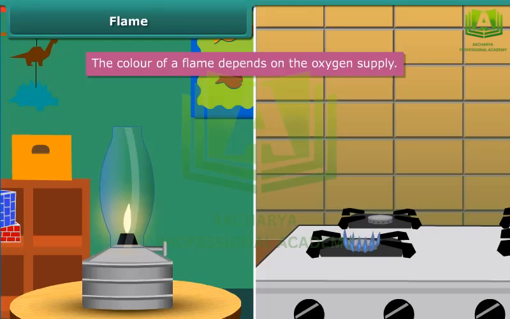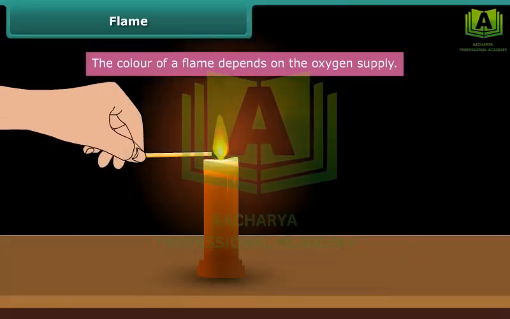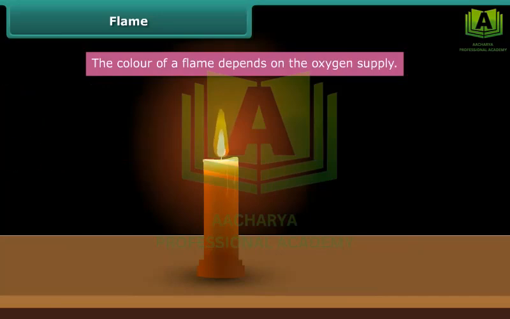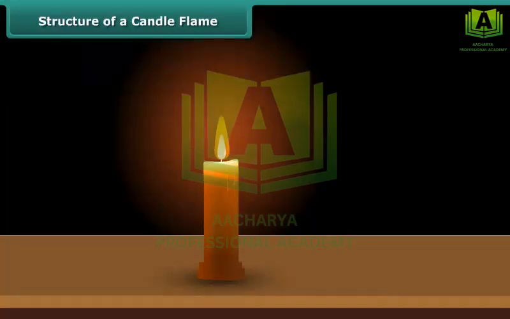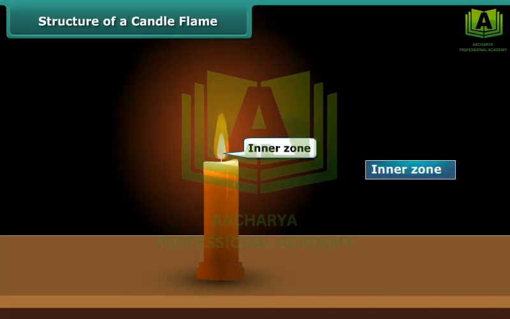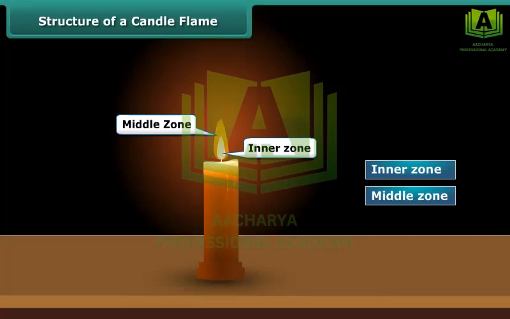And if it is more, the flame will appear blue due to complete combustion of fuel. Do you know how these flames are obtained? When we burn the candle with a matchstick, the heat of the matchstick melts and vaporizes wax, which rises through the wick and forms the flame. A candle flame can be divided into three regions: inner zone, middle zone, and outer zone.